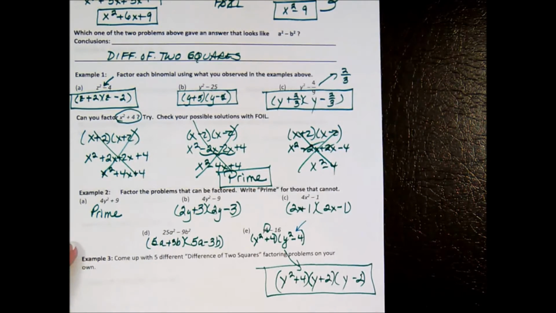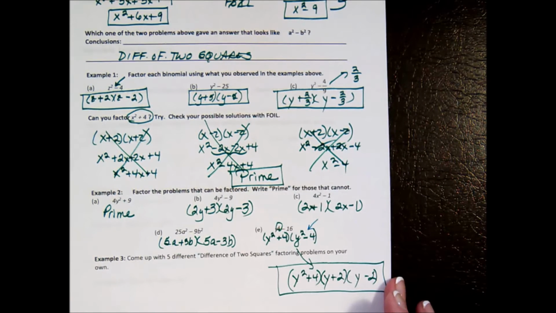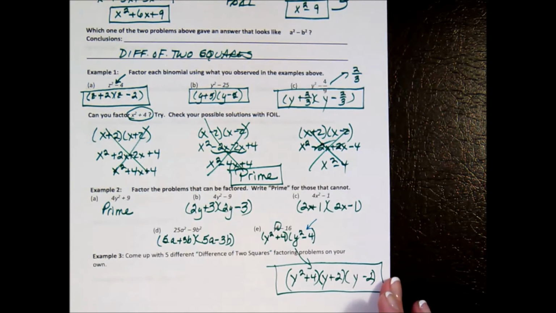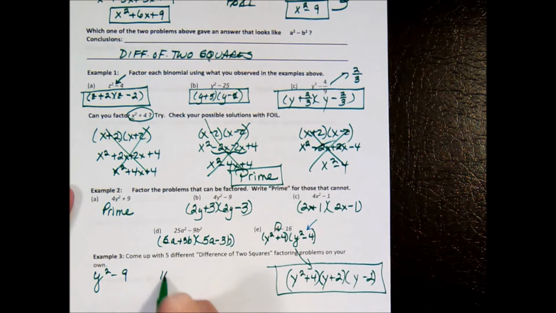So what I would like you to do is to come up with 5 different difference of two squares factoring problems on your own. I'll give you a minute to do that if you pause. Coming back, I have absolutely no idea what you came up with, but I'm going to list a few. I could have y squared minus 9. There's an easy one. I could have 100x squared minus 25. As long as those are both perfect squares, it will work. I could have 9m squared minus 36n squared. Those are both perfect squares, etc., etc. What I cannot have is a plus in between.